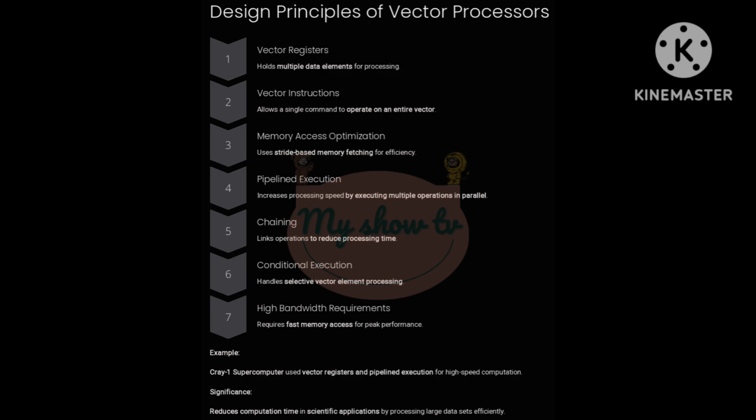7. High bandwidth requirements. Because they process large amounts of data in parallel, vector processors require high-speed memory access to avoid bottlenecks. Example: the Cray-1 supercomputer, one of the earliest vector processing machines, used vector registers and pipelined execution to achieve unprecedented computing speeds in scientific simulations. Significance. Understanding these design principles helps in building efficient parallel computing systems that can handle the massive processing needs of AI, simulations, and real-time data analysis.